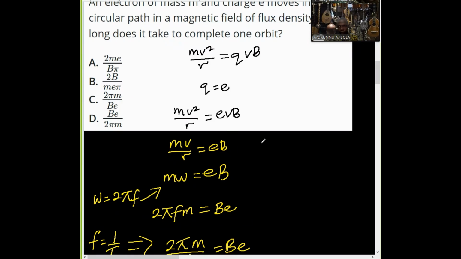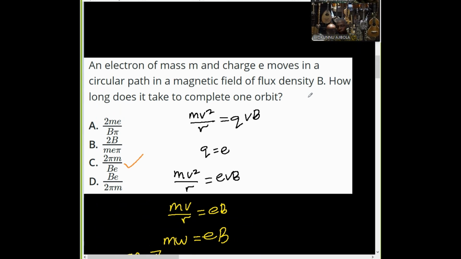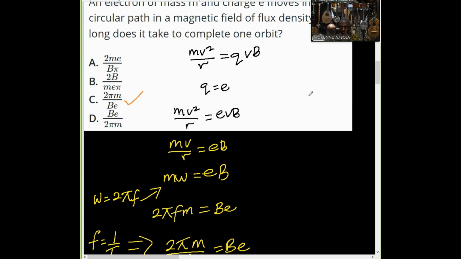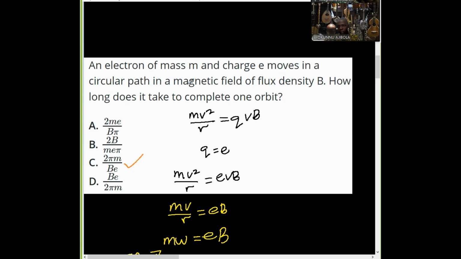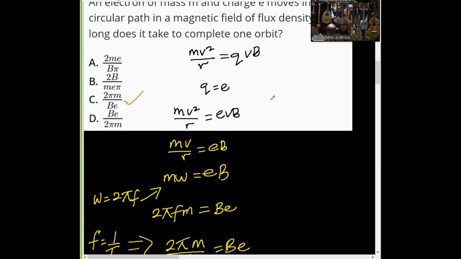So this is the correct answer. To round up, because we're going to round up now, what this is asking is: an electron of mass m and charge e moves in a circular path in a magnetic field of flux density B. How long does it take to complete one orbit? So we're finding the period, capital T. But how does it come in here?